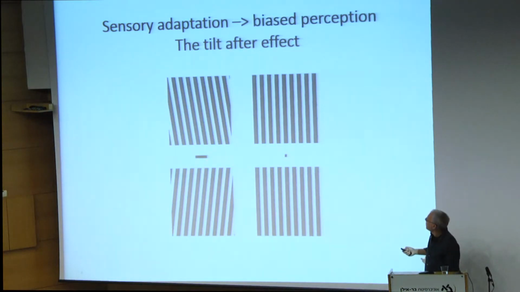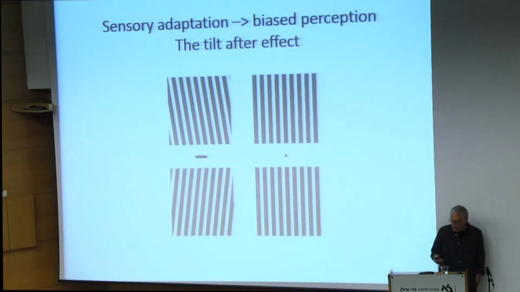What you need to do, fixate your eye here, move the eye left and right for a few seconds, and then fixate here, and these two vertical gratings should be seen tilted. So you just do that, and now move here. And this is a classical kind of tilt after effect.